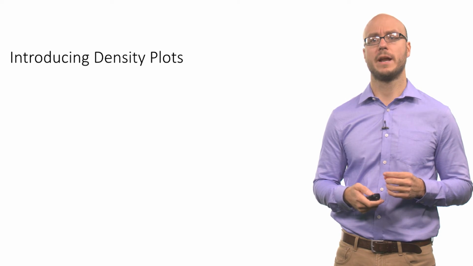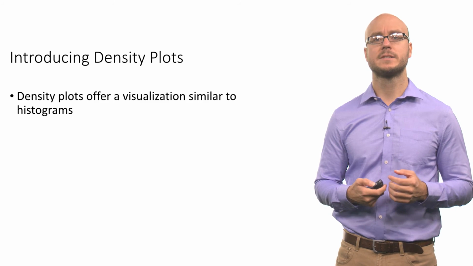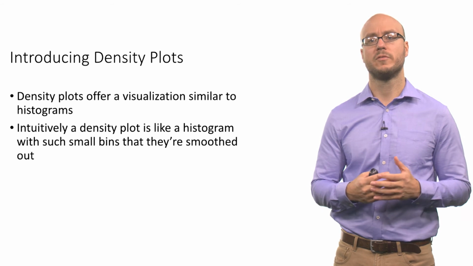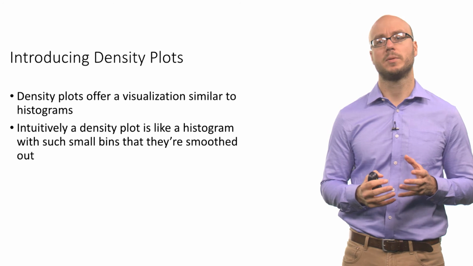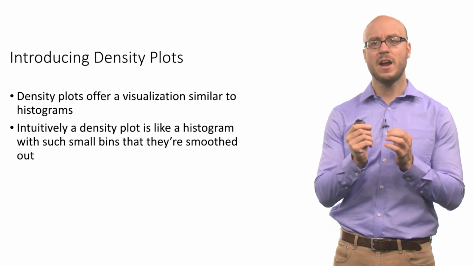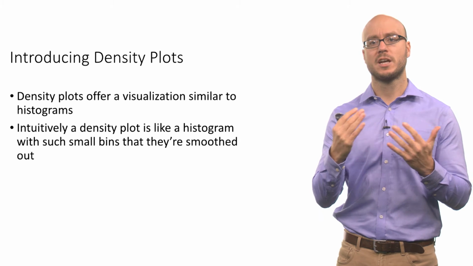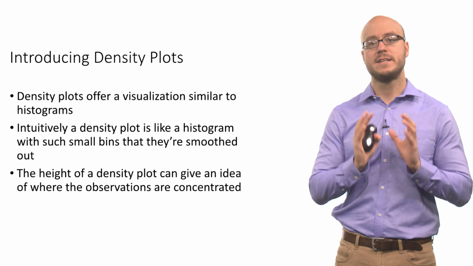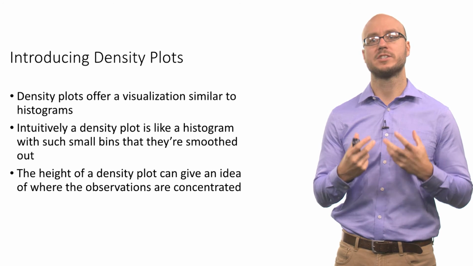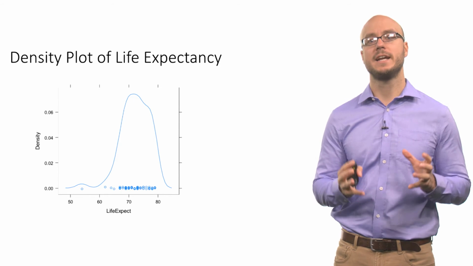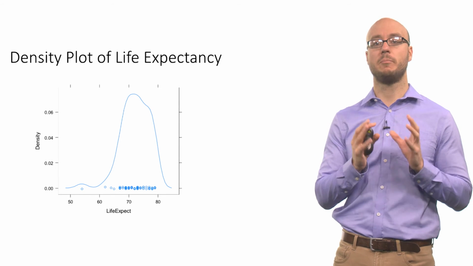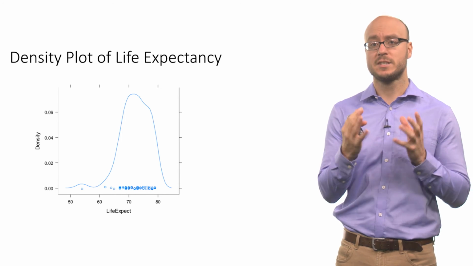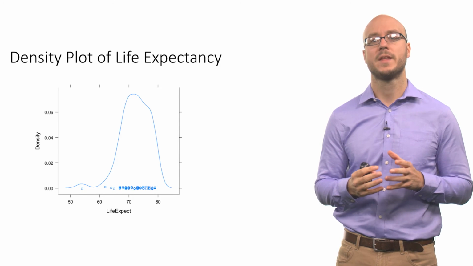An alternative to the histogram is something called a density plot. It is similar to a histogram, but it smooths out the number of bins. Conceptually, you can think of a density plot as a histogram with very, very small bins, so small that you just have a smooth line, a curve fit over the data points. The height of a density plot gives an idea of where the observations, the data points, are concentrated. So here's our data set of life expectancy. Instead of bins, you have this smooth curve, this line that is similar to a histogram with very, very, very small bins.